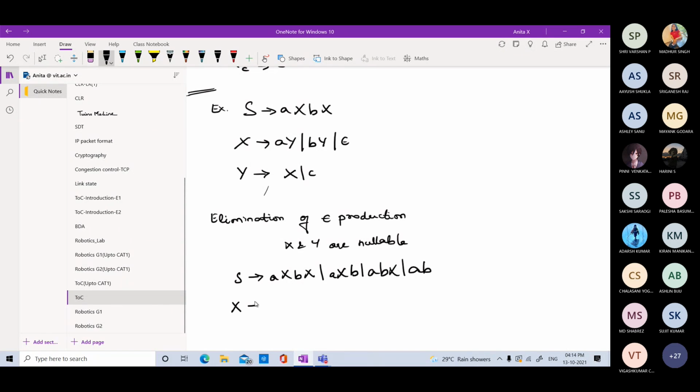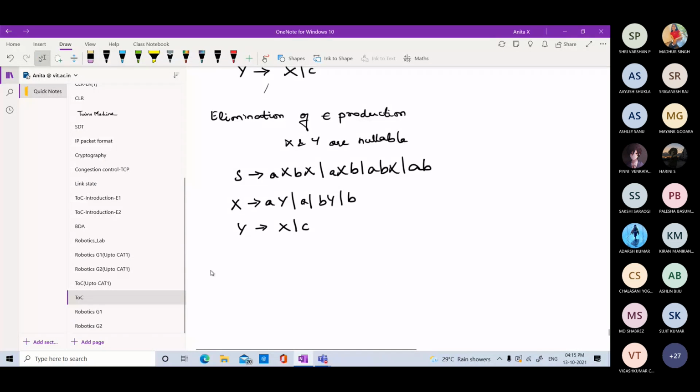Next, X derives A Y, and here Y is also nullable. The original production is retained. If Y is epsilon, I'll have A. So A Y, and if Y is epsilon, I'll have B. And next comes Y derives X or C. Hope it is clear to you all. Any doubts here?